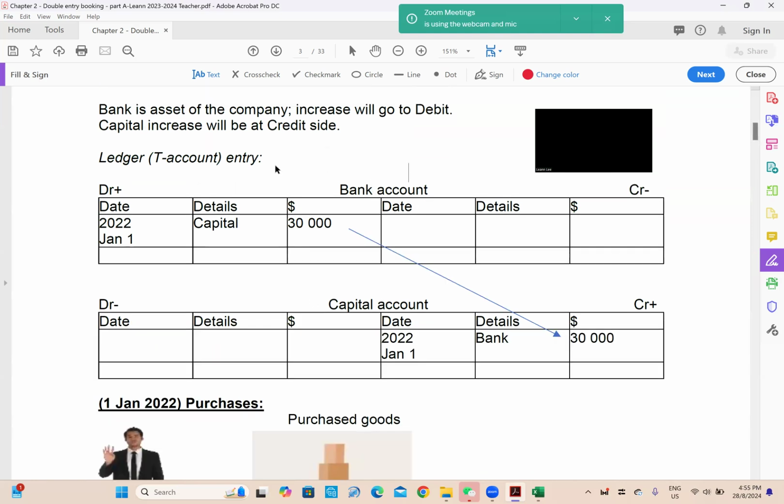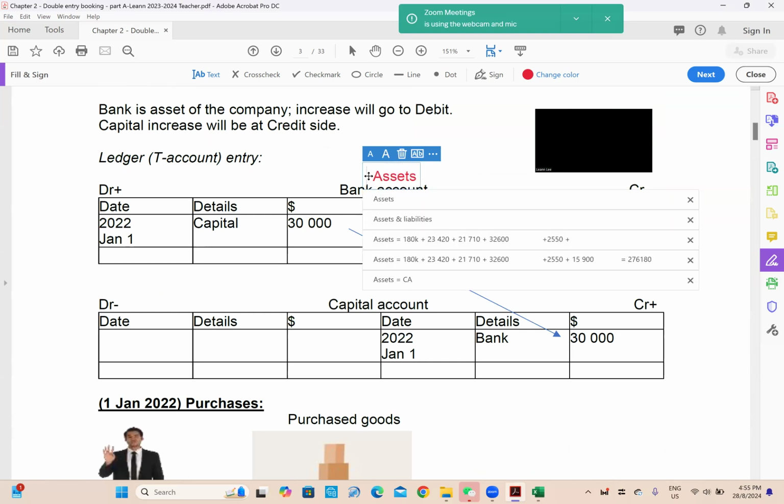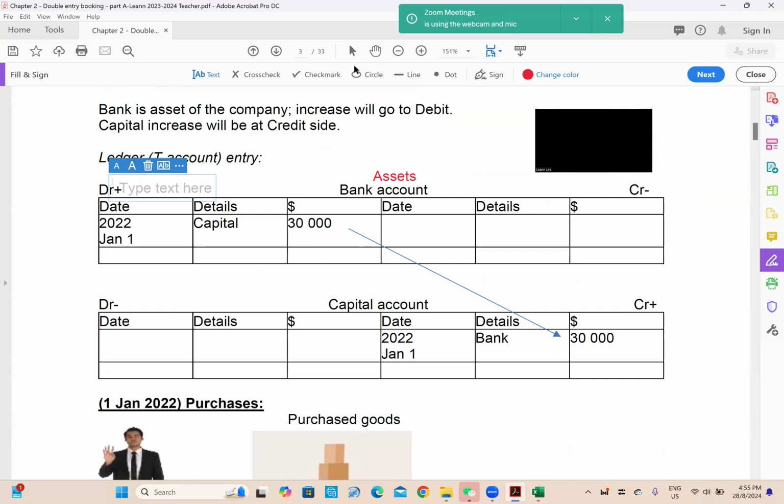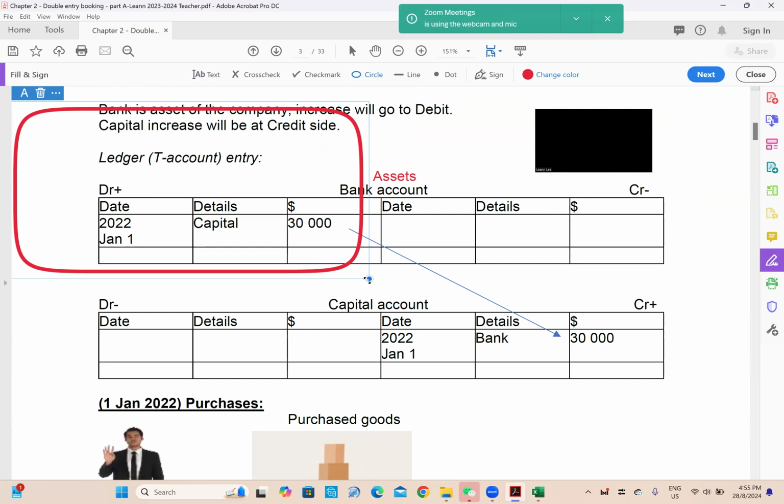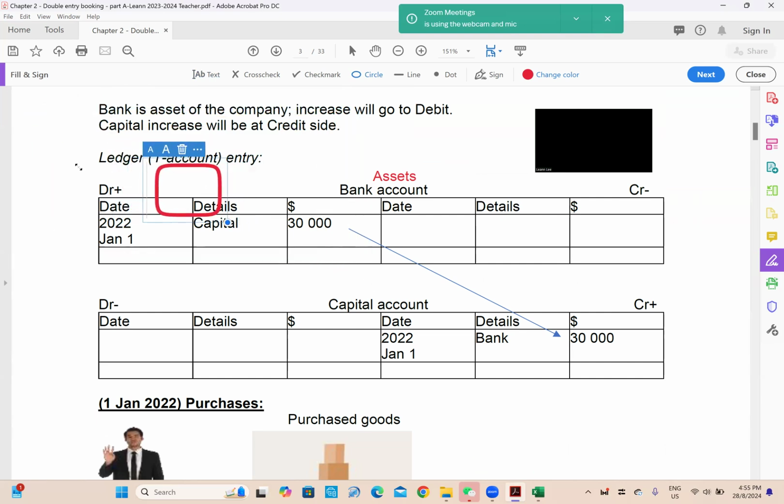My assets, this is my asset. Therefore, my plus will be here. Okay. I just follow the table only. And then minus will be the other side. So I have money now due to the details I write. Why suddenly does my bank account have 30,000? Because the owner pumped in the capital.